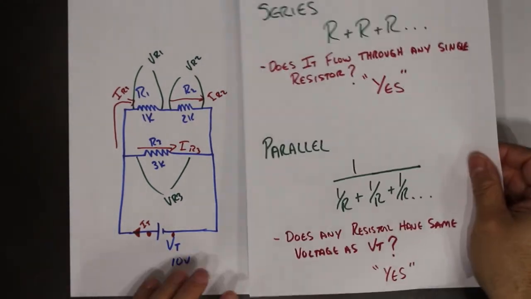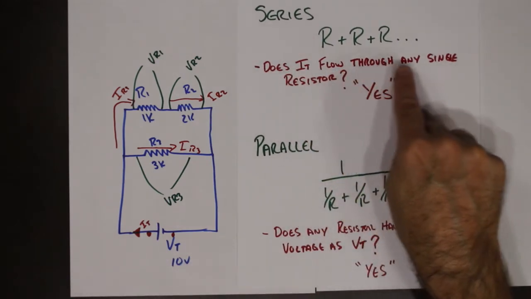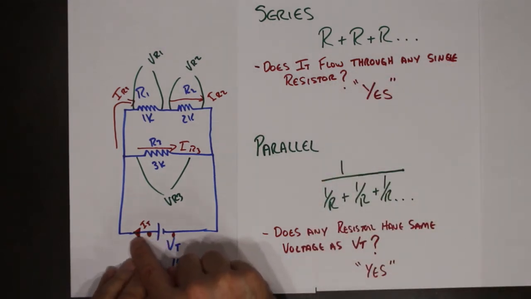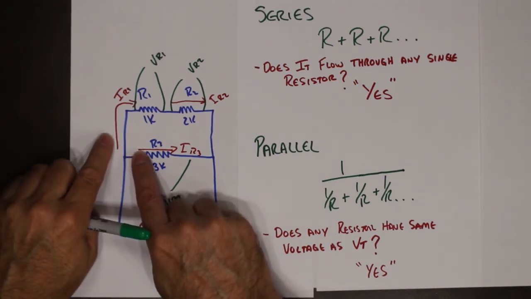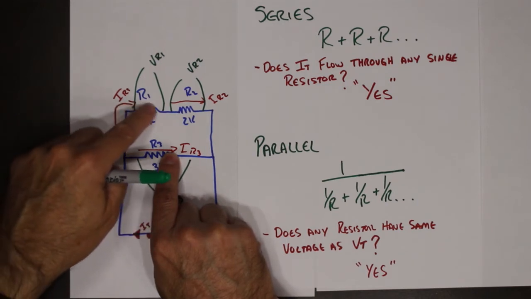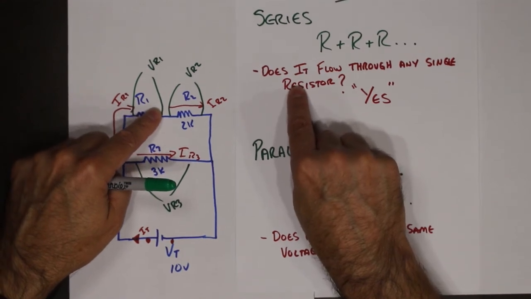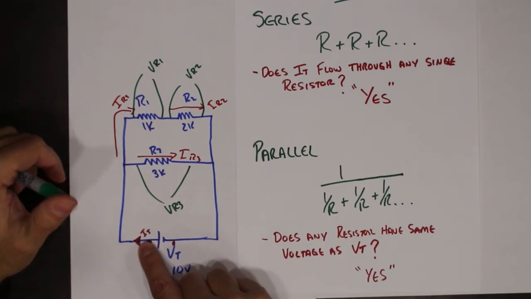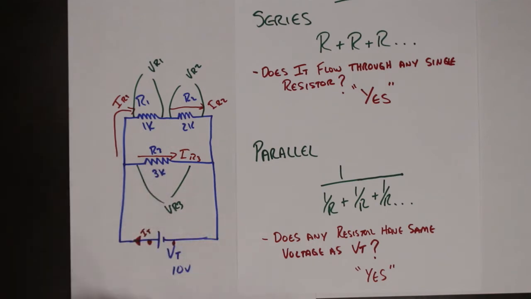So let's bring back our questions. Does IT flow through any single resistor? Well, it leaves the source and flows up this way, and then it splits, and some goes this way and some goes this way. So the answer to this question is no. There's no single resistor that has IT flowing through it, because it splits. All right, let's move on to the next question.